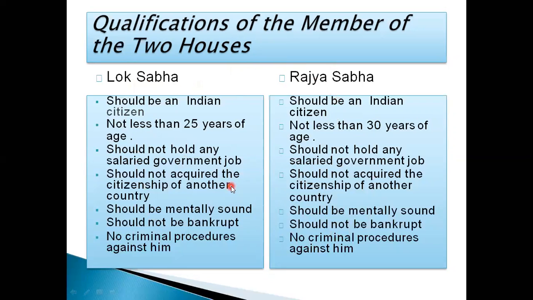Listen carefully, very important. Please remember this differentiation of the Lok Sabha and Rajya Sabha. Lok Sabha is the lower house, Rajya Sabha is the upper house. Lok Sabha is the temporary house, Rajya Sabha is the permanent house. Lok Sabha is also called the house of people, Rajya Sabha is also called the house of elders. Who is the supreme commander of Lok Sabha? Speaker. Who is the supreme commander of Rajya Sabha? Vice president.